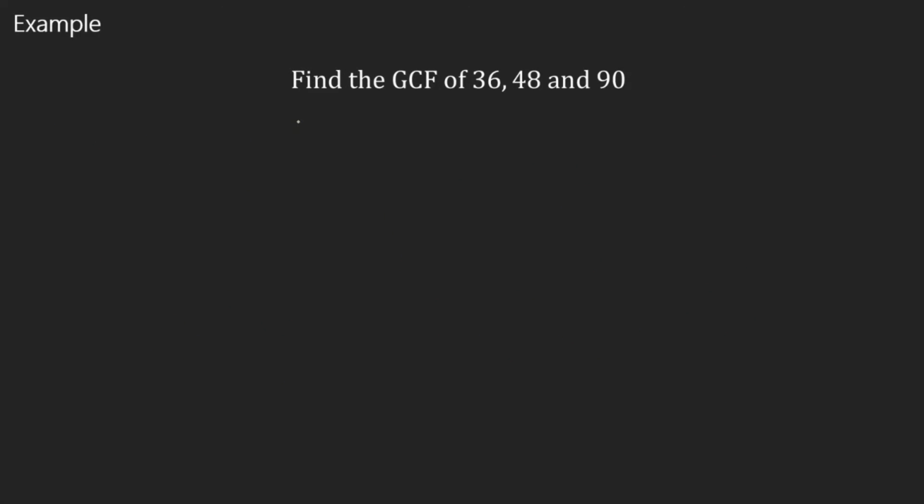Next, in this example, it's asking to find the greatest common factor of 36, 48, and 90. So now we're dealing with 3 numbers. And our first step, as before, is to find the prime factors of each number. So for 36, we have 2 times 2 times 3 times 3. And for 48, that equals 2 times 2 times 2 times 2 times 3. And for 90, that equals 2 times 3 times 3 times 5.